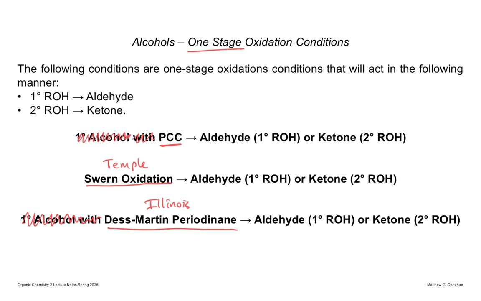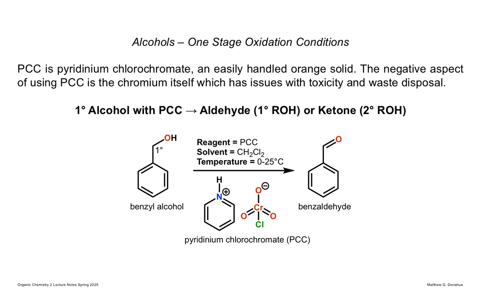So I'll show you the structures of the reagents, but again, the important learning thing is knowing what the name of those reagents does in terms of the functional groups. So PCC is pyridinium chlorochromate. And so it's an orange solid. The solvent that you run it in is dichloromethane, and then just 0 to ambient temperature.